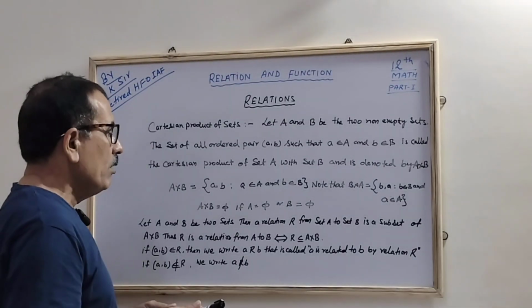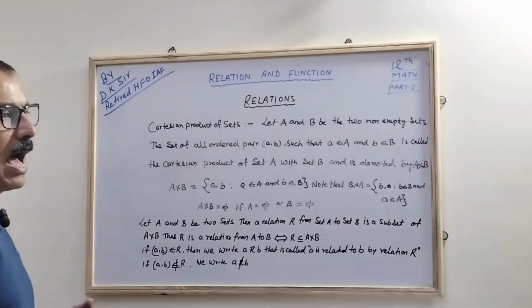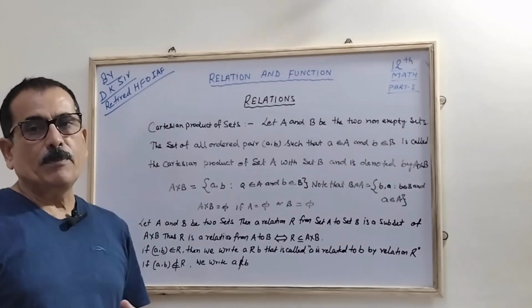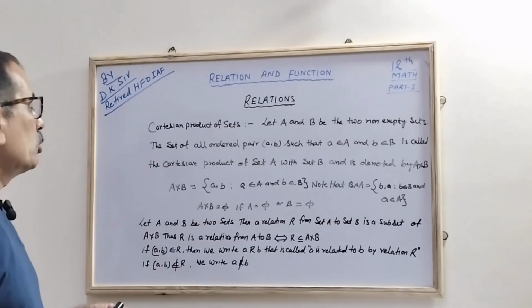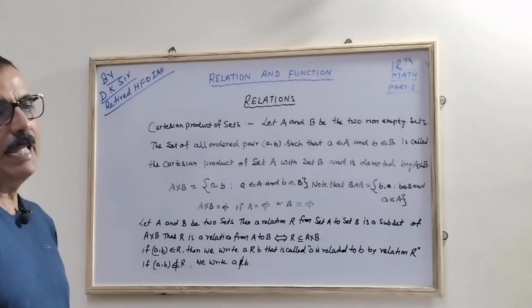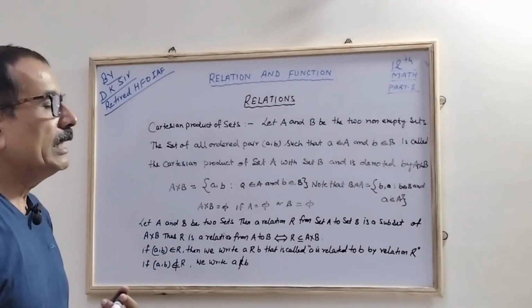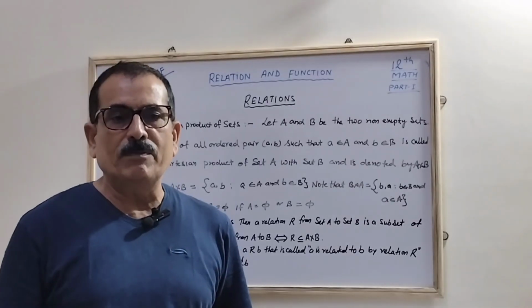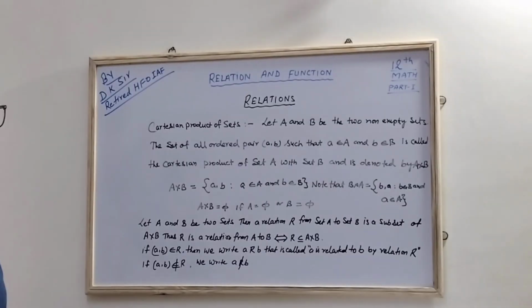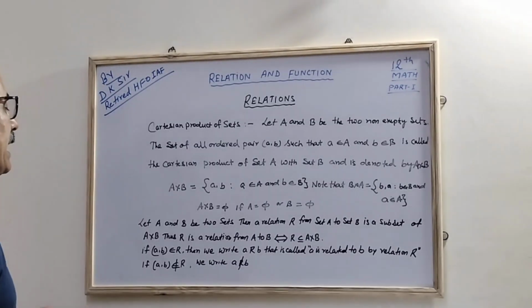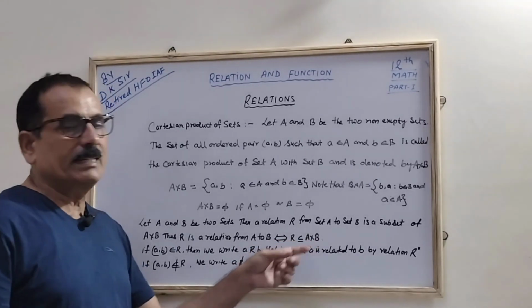Now let A and B be two sets. Then a relation R from set A to set B, if there is a relation between set A and set B, will be a subset of the Cartesian product A × B. The relation R formed between sets A and B is such that R is a subset of A × B. It will be written like this.